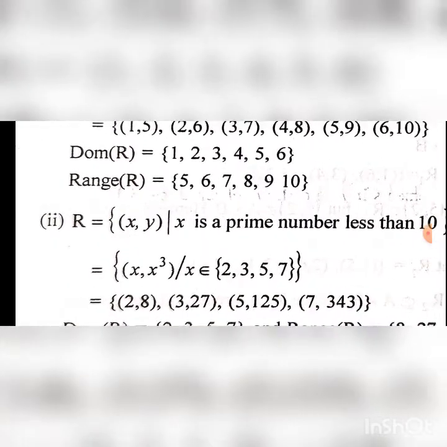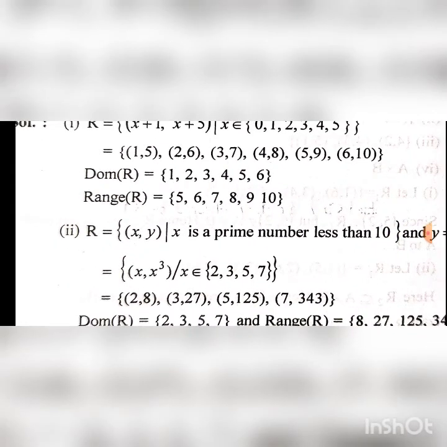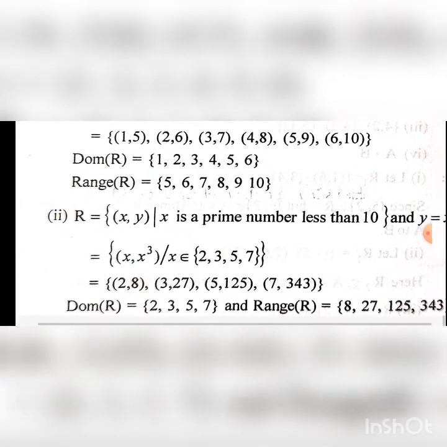So firstly we put x equal to 2. What will the ordered pair be? (2, 8). 2 cube is 8. Next we put x equal to 3. Then the ordered pair is (3, 27). Cube of 3 is 27. Then (5, 125). Cube of 5 is what? 125. And next (7, 343). Cube of 7 is 343.